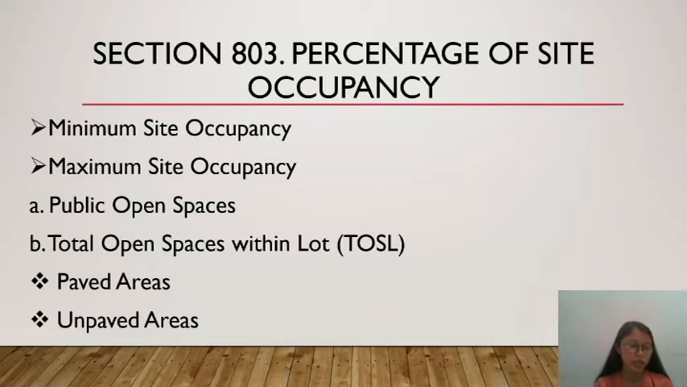Public open spaces examples are the streets, alleys, easements of sea or lake shores, rivers, creeks, esteros, railroad tracks, parks or plazas, playgrounds, and others. And for the total open spaces within lot, examples are the courts, yards, gardens, light wells, uncovered driveways, access roads, and parking spaces, which consist of two types, the paved areas and the unpaved areas. Paved areas are the hardscape areas or tiled areas, while the unpaved areas are within the lot that are with exposed soil and planted or softscape.